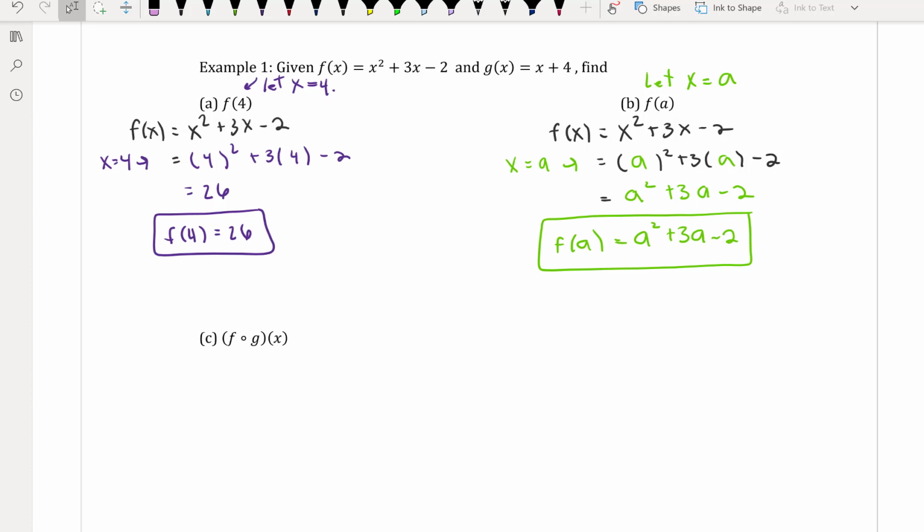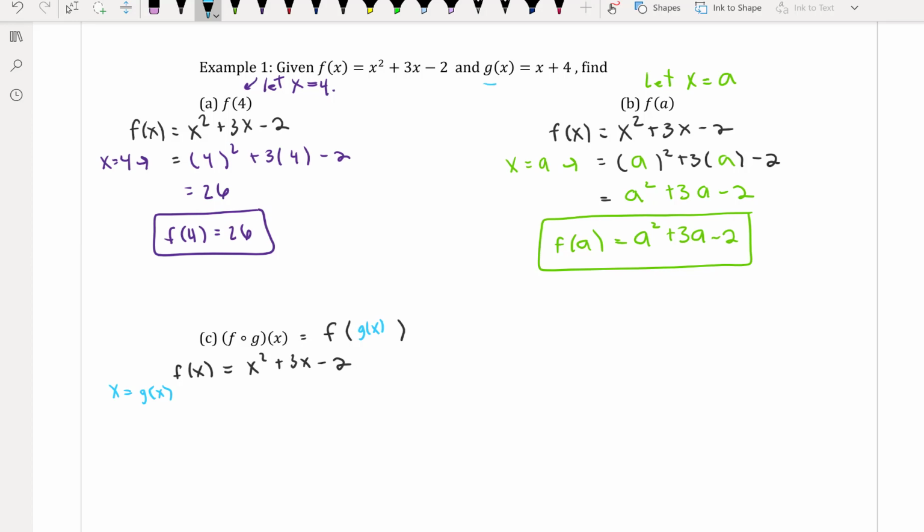This is f composed with g. This is saying plug one equation into the other. It's kind of like our substitution method that we did a while back. So now what I'm plugging into f isn't 4, it's not a, but it's the entire function g of x. So f of x still hasn't changed. That's my x squared plus my 3x minus 2. Now I'm going to let my x equal my g of x function.